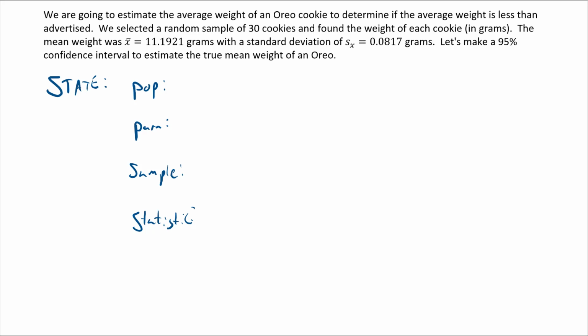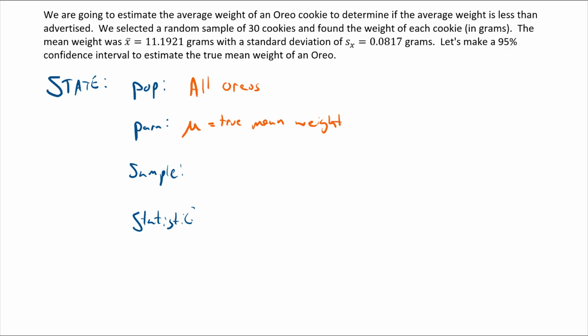So with this, the population, in this case, when we're talking about Oreo cookies, the population is all Oreo cookies, right? So all Oreos. The parameter, in this case, since we're talking about the mean weight of an Oreo cookie, the parameter is the true mean weight. So in this case, our mu, alright, so the true mean weight.